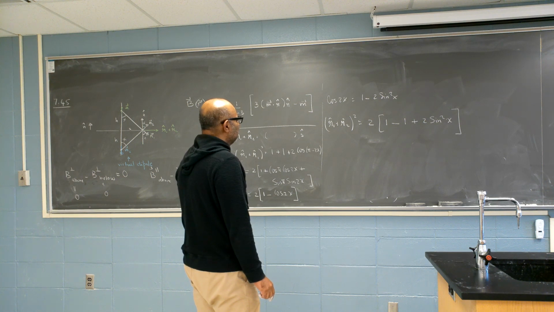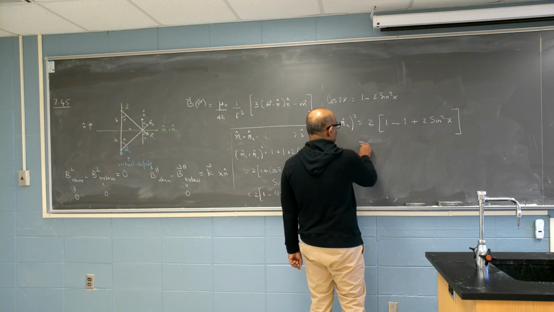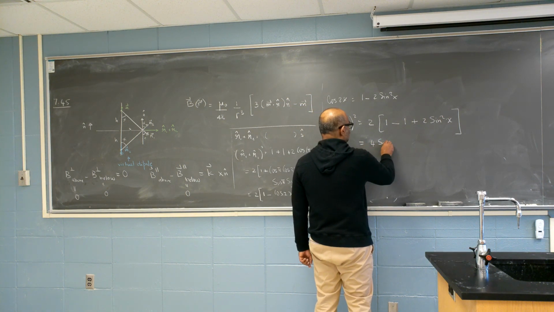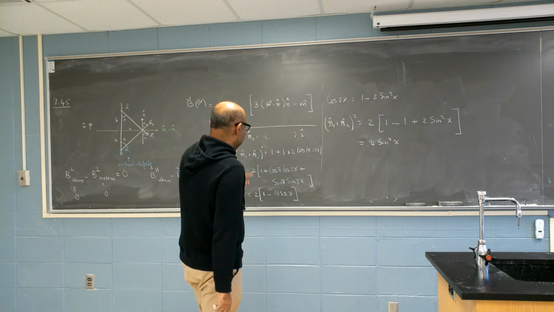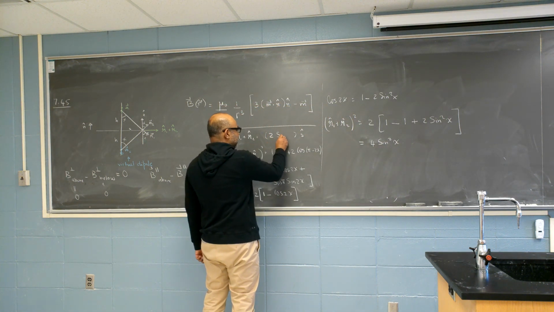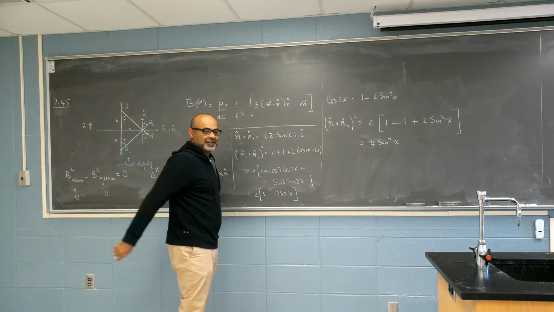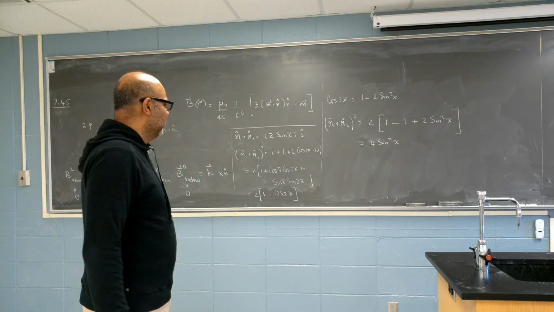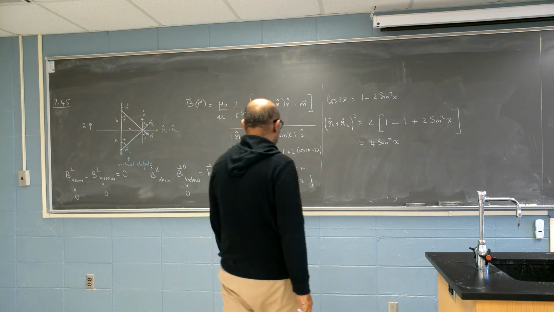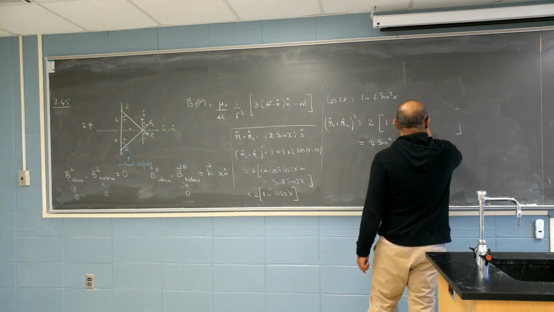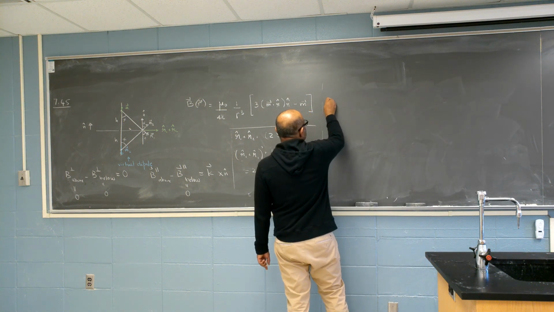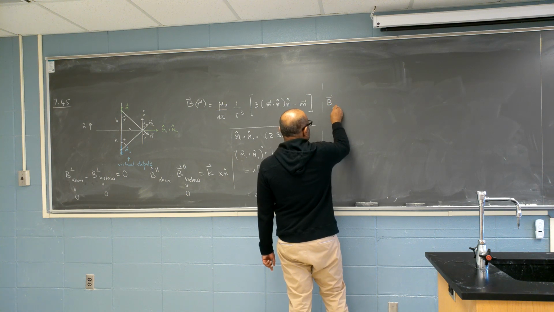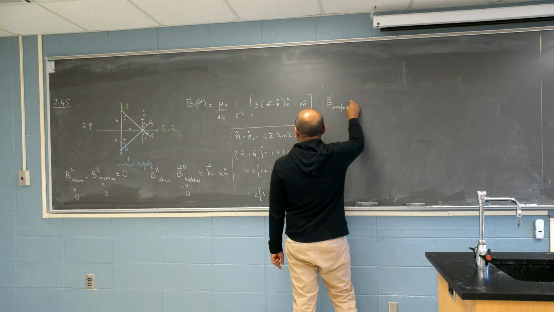Sine squared chi. 4 sine squared chi. So then, because I know the answer, I have 2 sine chi. It works out. Okay? Good. So now, let's write the final expression. B at the interface is equal to what?